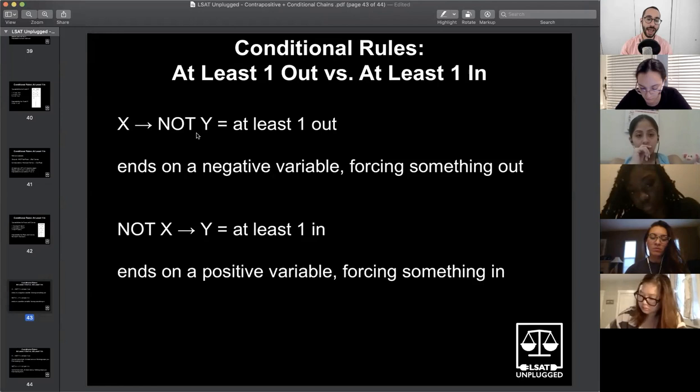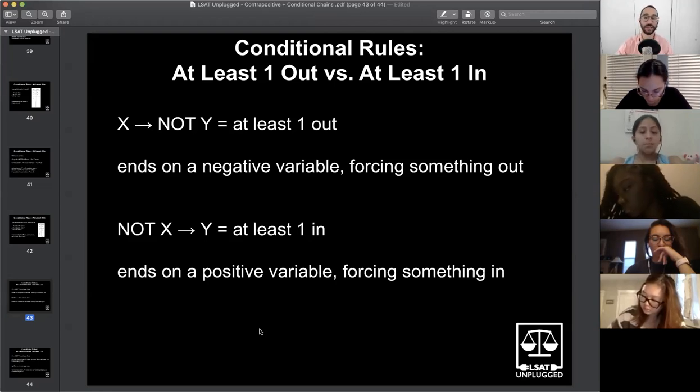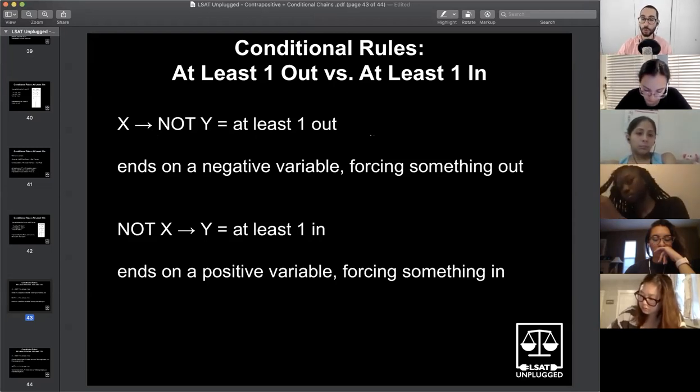Alternatively, if we end on a positive note, well, that's upbeat. We're getting more stuff. We're establishing a minimum such that at least one of the two must be in. We're gaining things. In this case, it's vegetables, which maybe isn't the most exciting, but that's the nature of the rule. The first one, X arrow, not Y, at least one out, is like the cookies and donuts. If you have cookies, you can't have donuts. You have donuts, you can't have cookies. Both desserts, they're bad for you, shouldn't have too many. So at least one is being lost, at least one is not getting eaten.